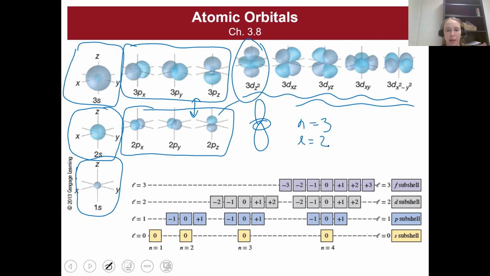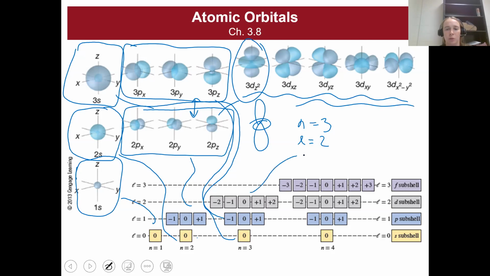And then down here we have a different way of representing the same thing. We have our n equals 1, L equals 0, n equals 2, L equals 0, we go here. n equals 2, L equals 1, we go there. n equals 3, and L equals 0, we go to the 3s. n equals 3, L equals 1, we go to the 3p.